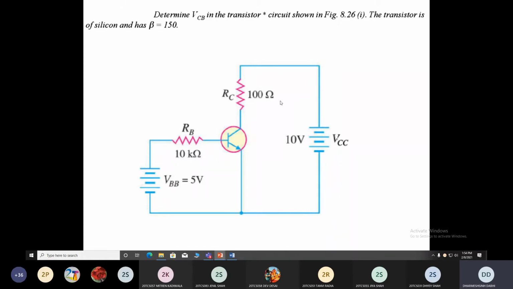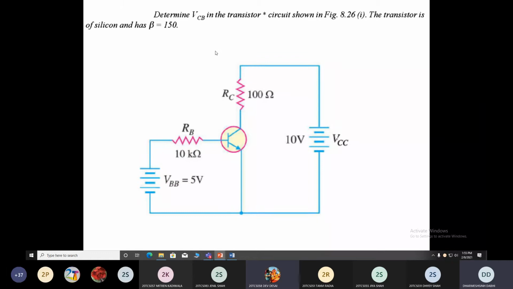If you apply KVL to this output circuit, what is the KVL equation? VBB minus IBRB minus VB equals 0. No, the output side KVL equation, because we need to find out VCE. The total supply voltage VCC, which is 10 volt, is equal to the voltage drop across this RC plus the voltage across the collector and emitter terminal.